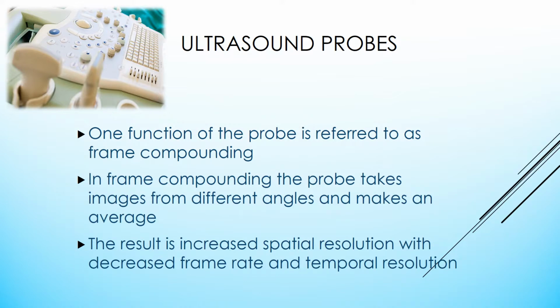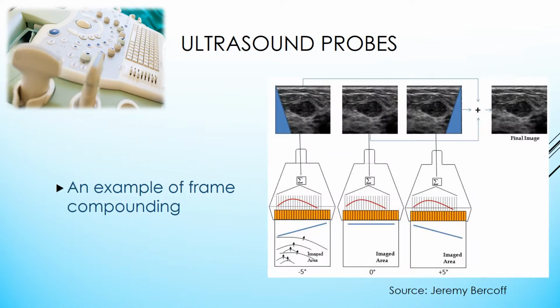One function of the probe is referred to as frame compounding. In frame compounding, the probe takes the images from different angles and makes an average. The result is increased spatial resolution with decreased frame rate and decrease in temporal resolution. This is an example of frame compounding, and although it's difficult for a proceduralist to notice, the image all the way to the right is of much higher resolution.